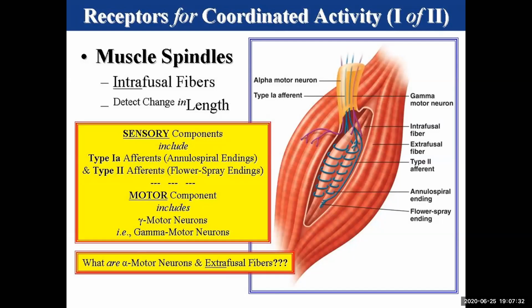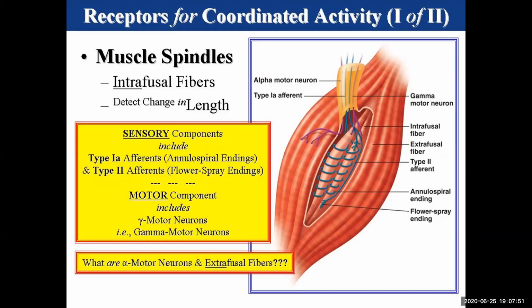Moving on to the last part of the lecture: this is how the effector organs communicate with the central nervous system, allowing coordinated motor responses, allowing coordinated skeletal muscle activity. So we rely on two structures. Let's start with the muscle spindle.